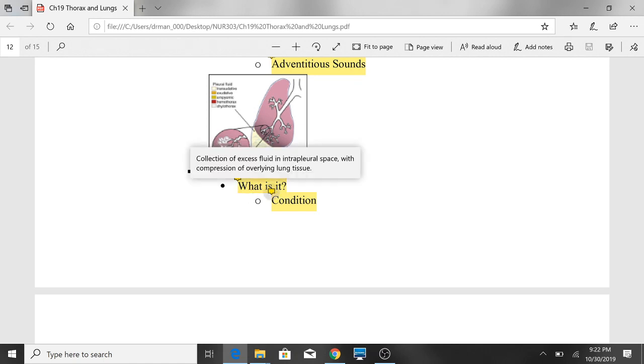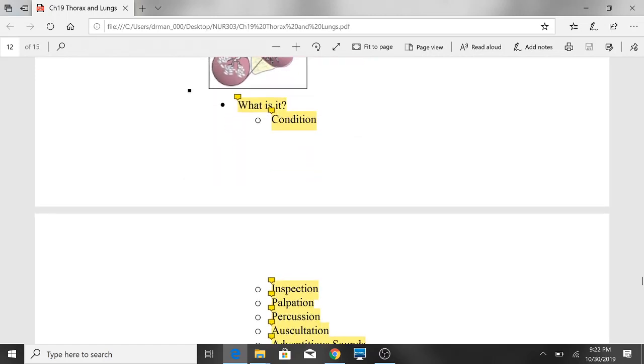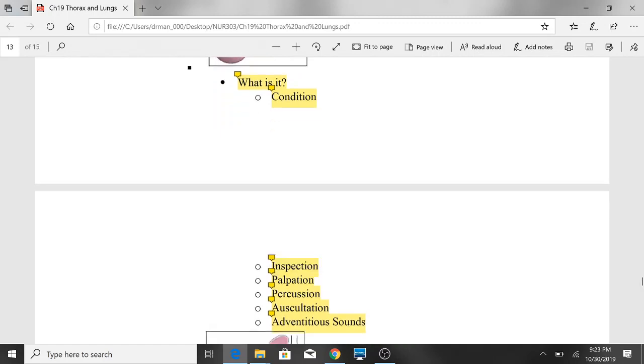What's the inspection of it? Increased respirations, dyspnea, may have a dry cough, tachycardia, cyanosis, asymmetric expansion, abdominal distension. When we palpate pleural effusion, tactile fremitus would be decreased or absent, tracheal shift away from the affected side, chest expansion decreased on the non-affected side.